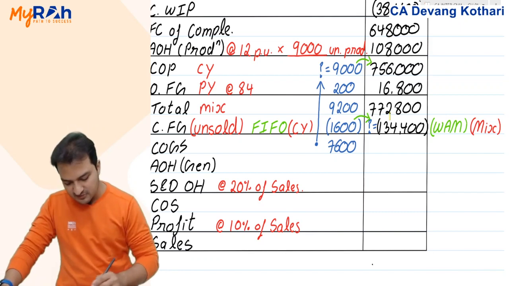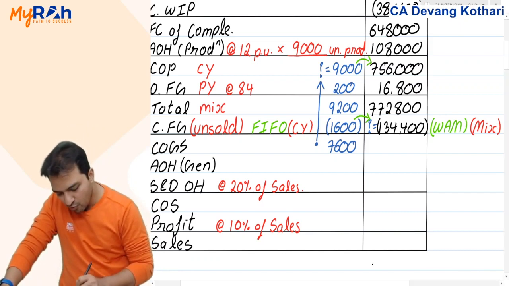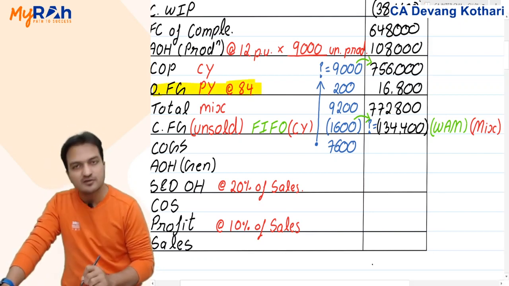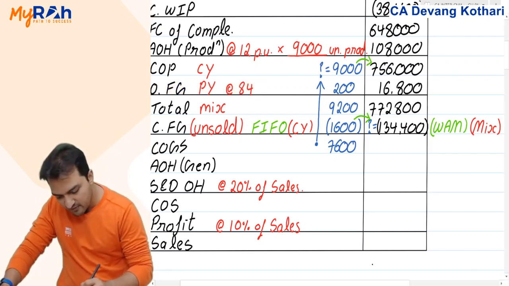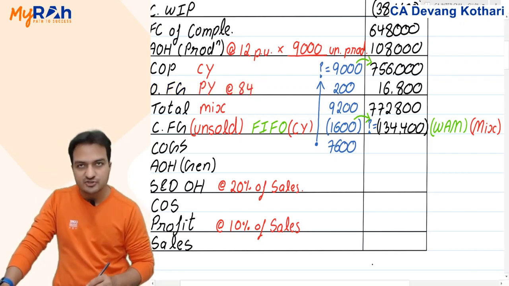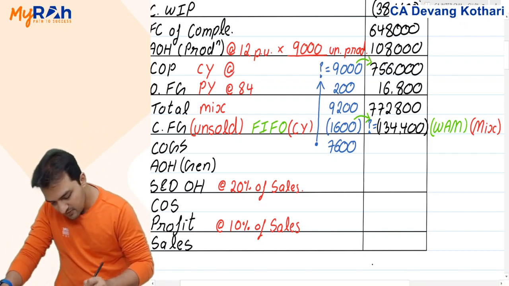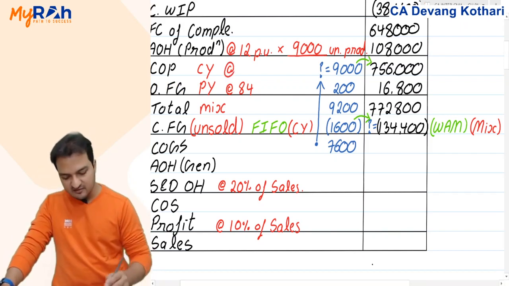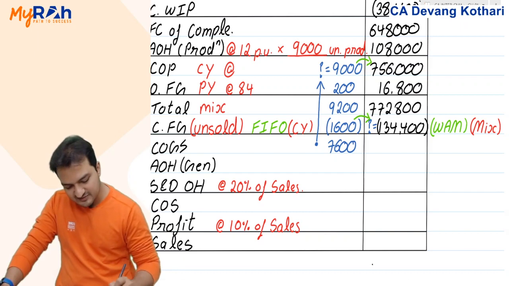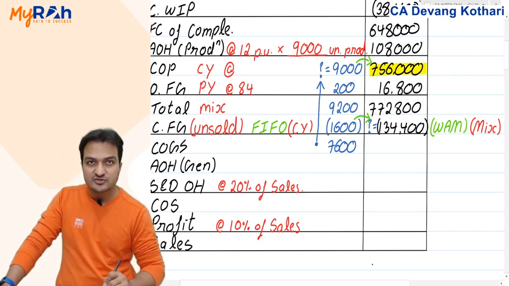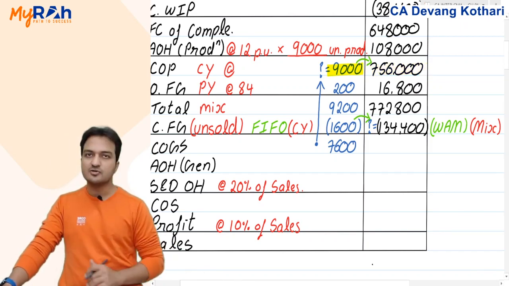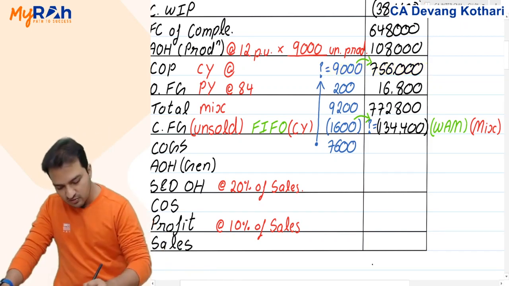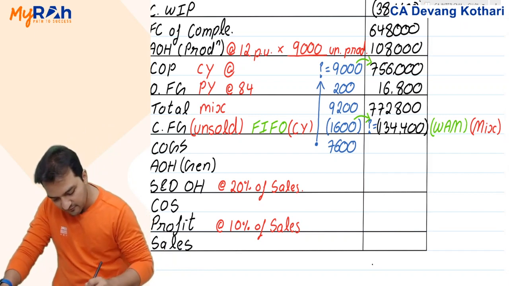Why? Because look, my opening FG is valued at the rate of 84, and in fact even my current year production is valued at what rate? Check that. My current year cost is 756,000, current year units are 9000. If you divide that, 756,000 divided by 9000, well, that is also giving you the same rate of 84.